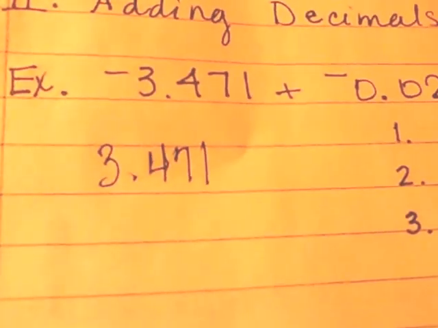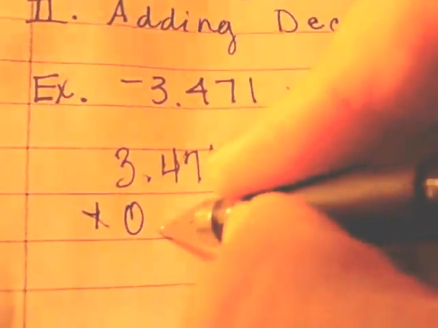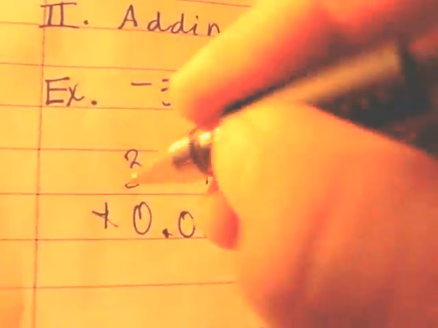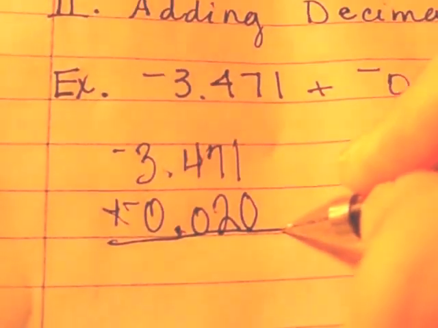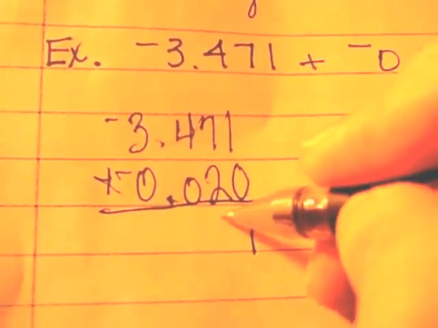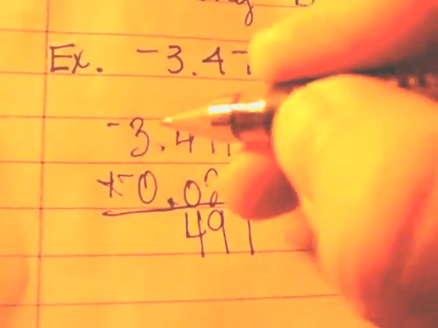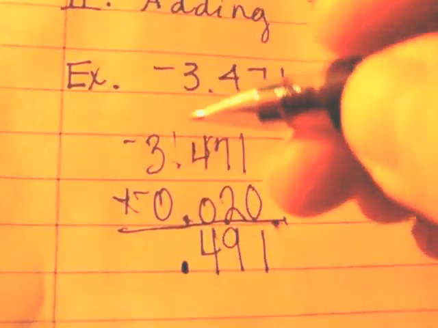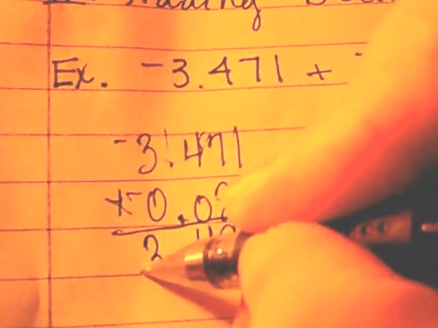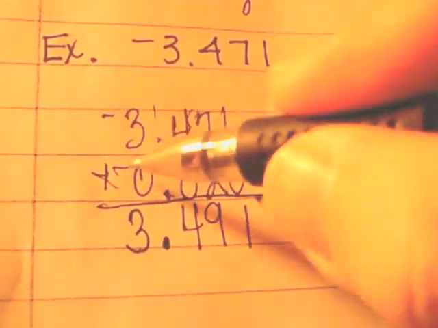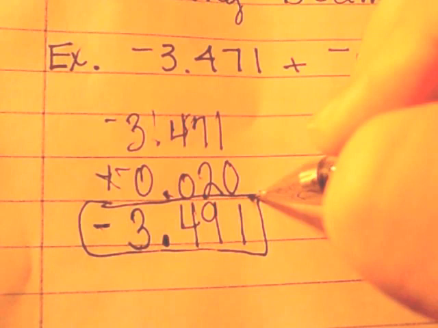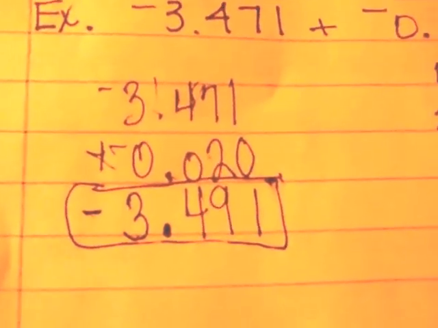So 3.471 added to 0.02. Both of those are negative numbers. We're going to fill in a 0. We've lined up our decimals and we add it up. 9, 4, the decimal comes straight down, and 3 and 0 is 3. So 3.491, and both of our numbers were negative, so our answer is going to be negative. We can just put a box around that because there's our answer, negative 3.491.